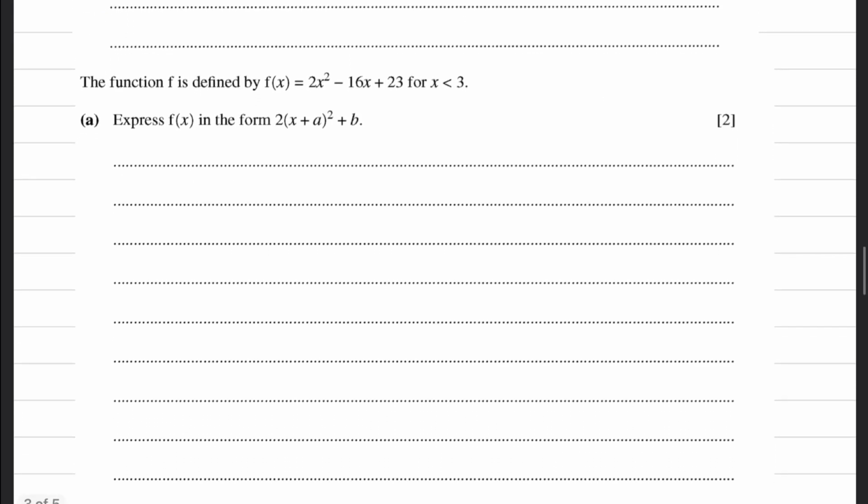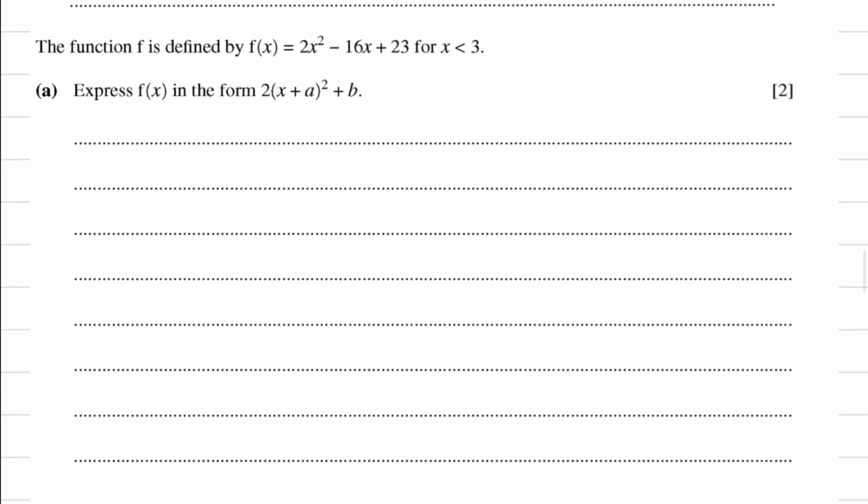But sometimes the question, you need to do completing the square method first to find the range. For example, this one. The function f is defined as f(x) equals to 2x squared minus 16x plus 23 for x less than 3. Express f(x) in the form 2 times (x plus a) squared plus b. So first thing first, we write down the equation. And then if you look at the form, you have 2 outside the bracket. So this is the trick.